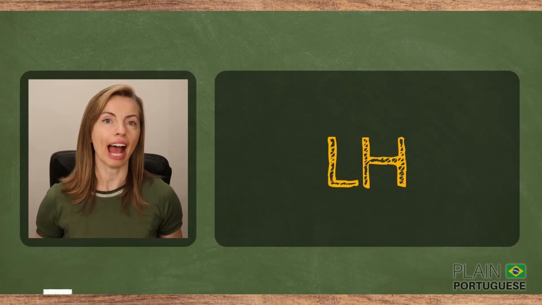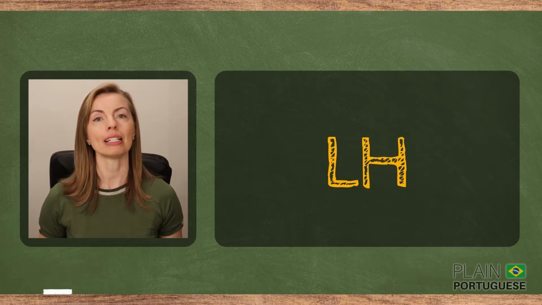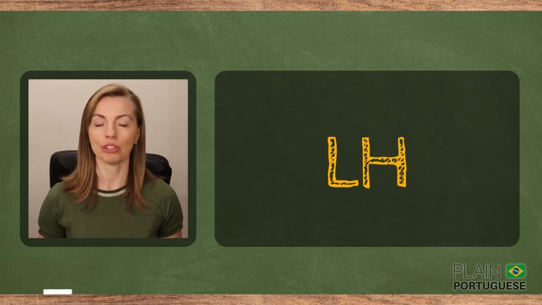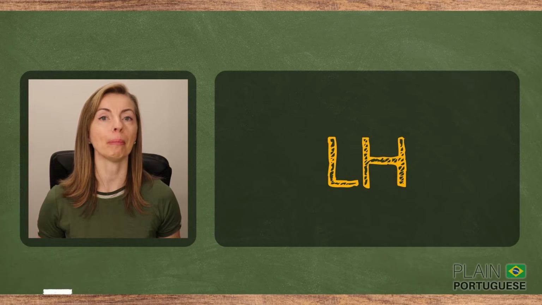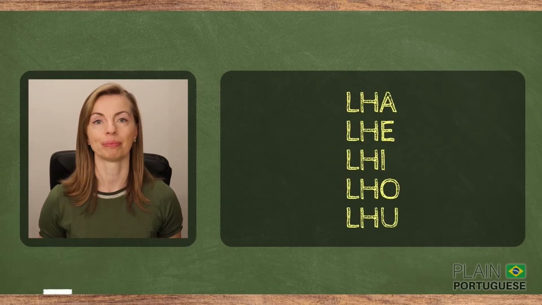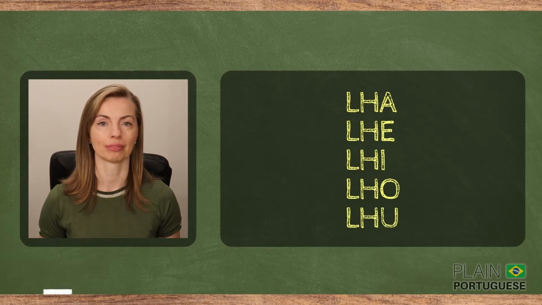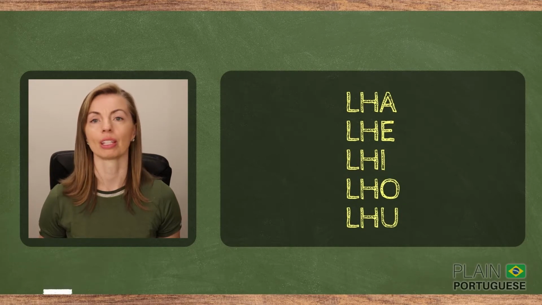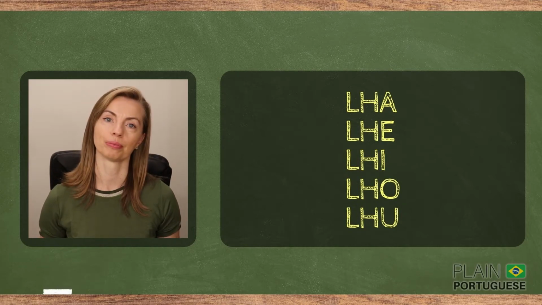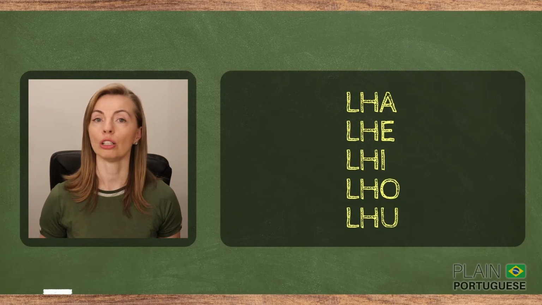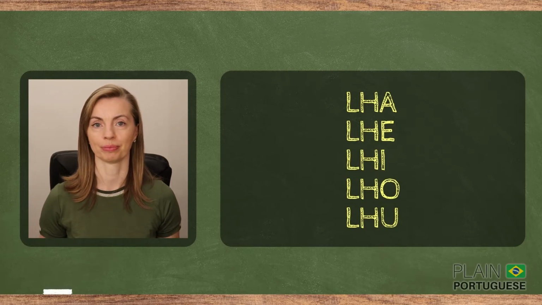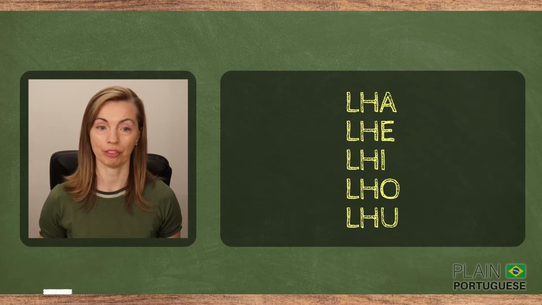Now, if you see it after an L, you must make the LH sound, which is similar to what we have in million. Lha, million. Lha. Lhe. Li. Lhó. Lhu. Let's see it in some words. Repeat after me.